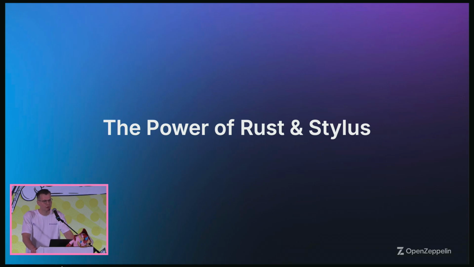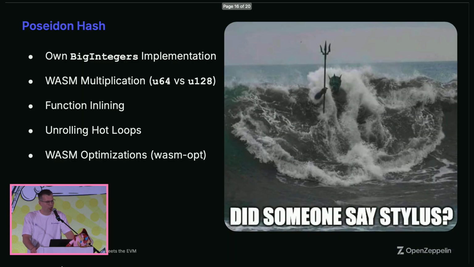Now it's time to explore the power of Rust and Stylus. I always say, don't trust, verify. And we decided to build a Poseidon hash in Arbitrum Stylus. With this implementation, we built our own optimized big integers library. We also applied some tricks with WASM multiplication using more efficient data types. We did some Rust tricks with function inlining, because calling a function takes some CPU time. Also, we did some Rust tricks with unrolling code loops. And in the end, we used WASM optimizations on our binary with the wasm-opt tool.